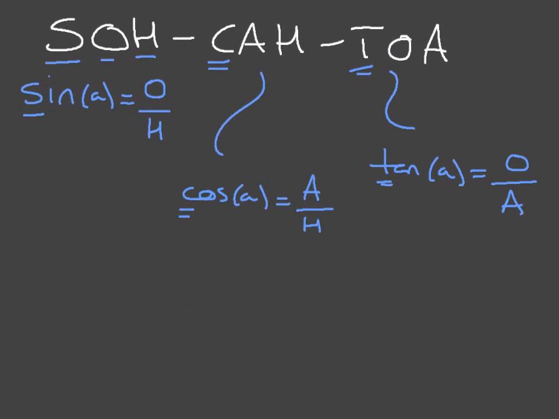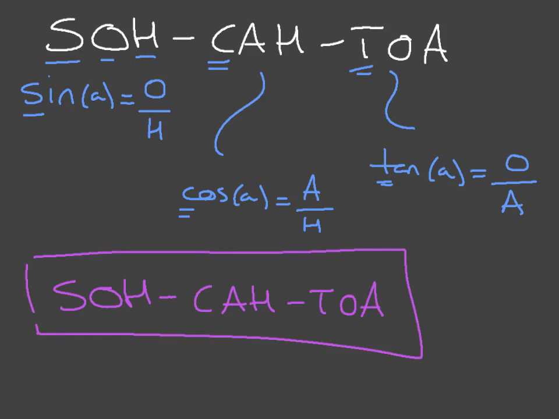It's worth writing out a few times, just as I'm doing here. SOH-CAH-TOA. And there you have it. You just learned probably the most useful trick for memorizing the different trigonometric ratios. SOH-CAH-TOA.